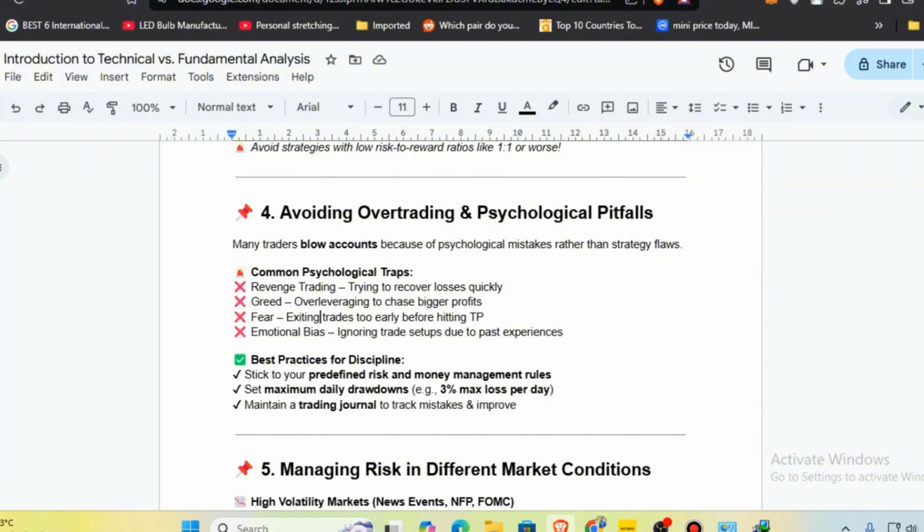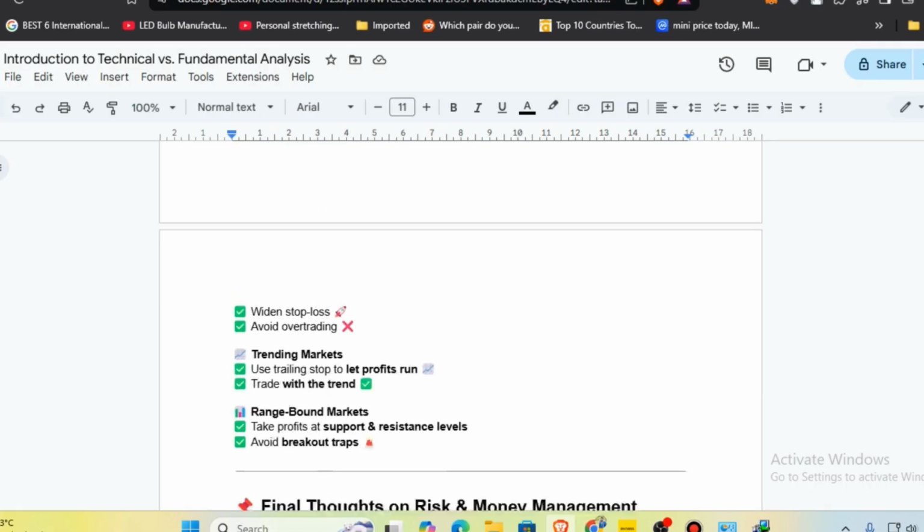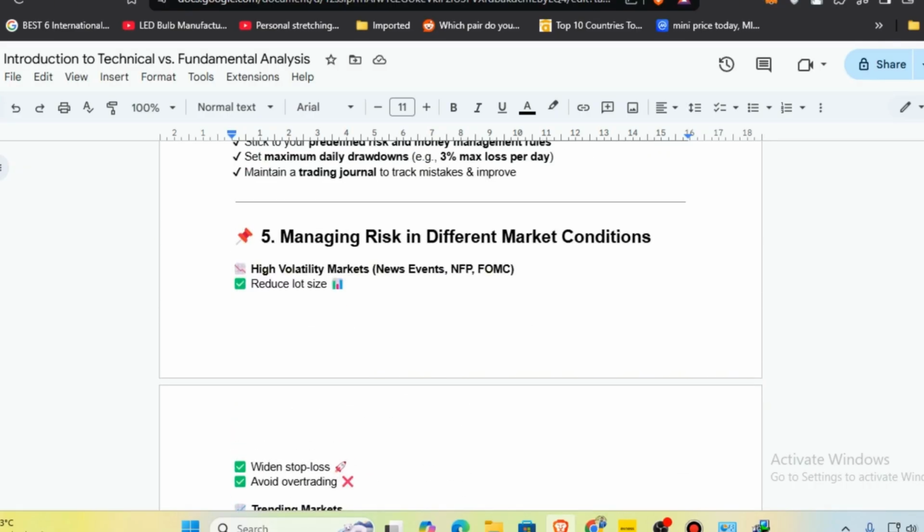And then emotional bias, like ignoring trade setups due to past experiences. This is another thing. If you win two or three trades, most people think that again they will lose, and they will not enter, and they don't have the courage to enter the market. So those things should also be tackled, and always work in a systematic way, or always work on a strong strategy, whatever you are doing, manual trading, expert advisors, or all other stuff.